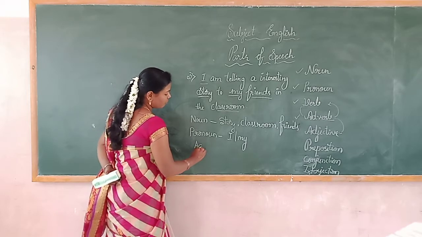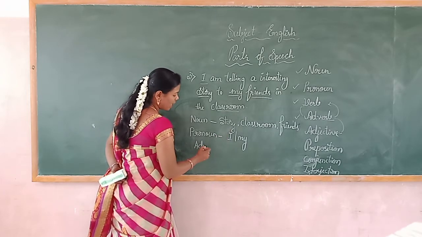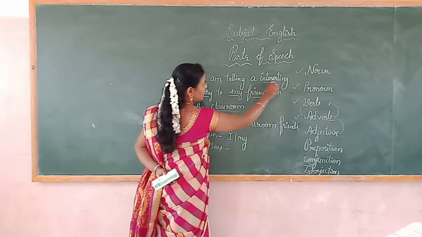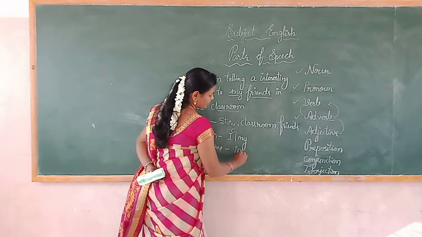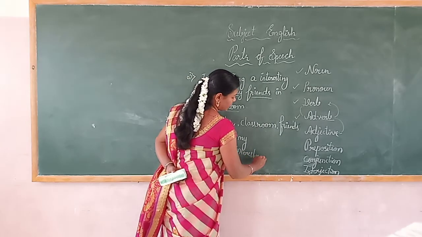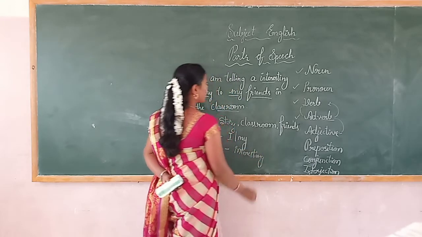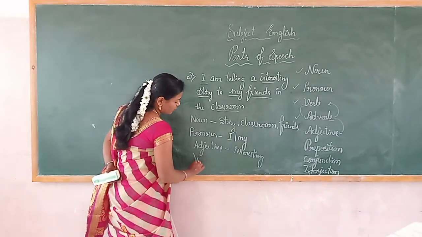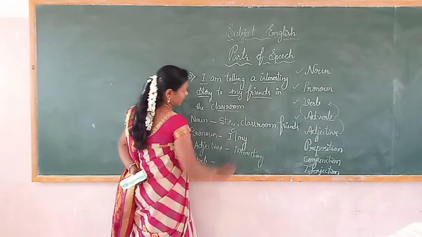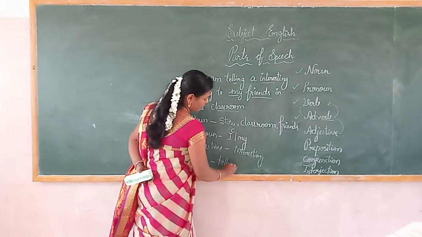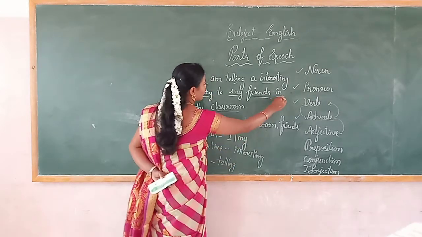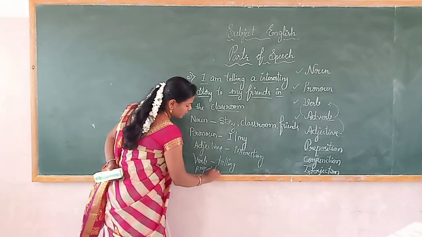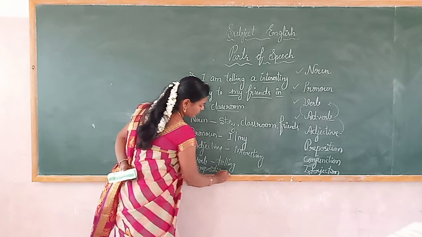Next one, adverb. There is no adverb, adjective is there. Which is the adjective? Interesting. Interesting story. I am telling a interesting story. And next one, verb. Which is verb? Telling. Telling is the verb. And in the classroom, preposition. Which is preposition? In. It is the preposition.